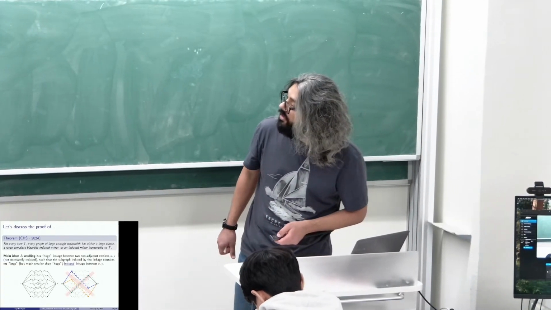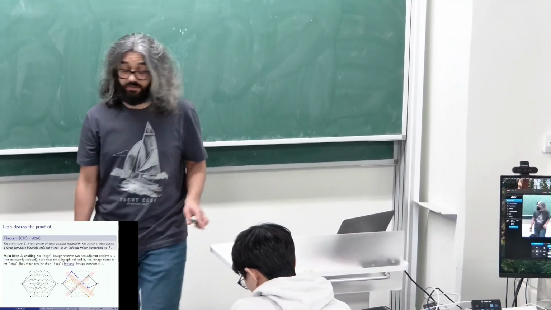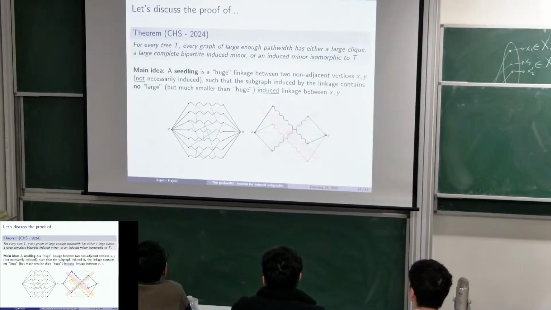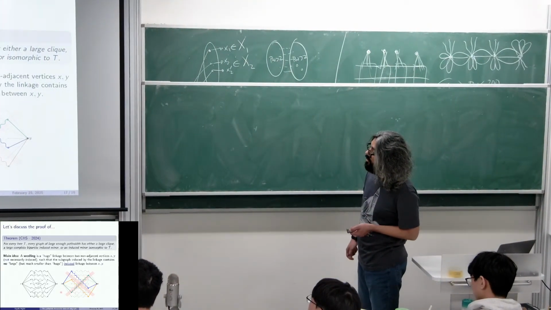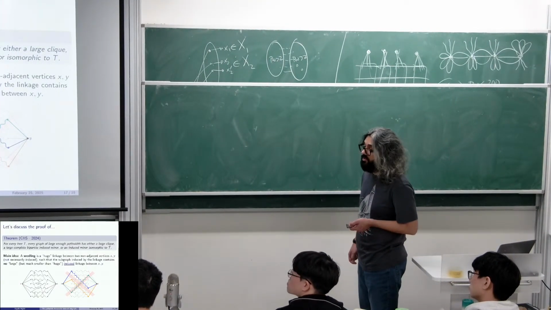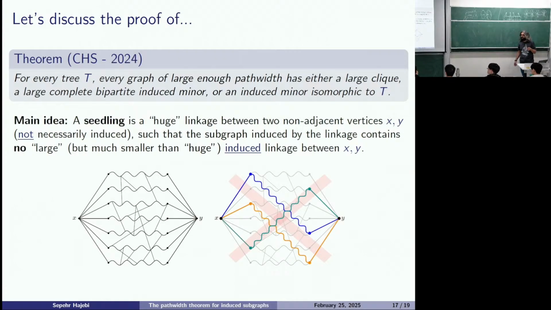So the main idea is this notion of a seedling. So what is a seedling? You have 2 non-adjacent vertices, let's call them x and y, and there's this huge linkage between them, so a set of pairwise internally disjoint paths. And the linkage is not necessarily induced, meaning there might be chords between paths. But the property is that it's not only not induced, it really resists being induced. So you never contain in this whole induced subgraph an induced linkage that is relatively large between x and y.